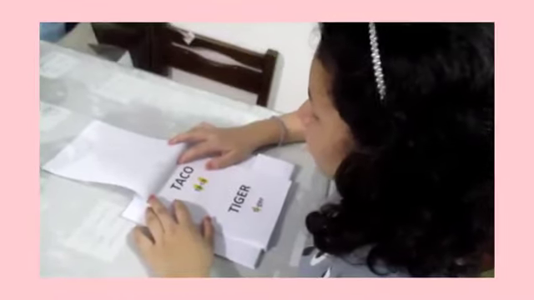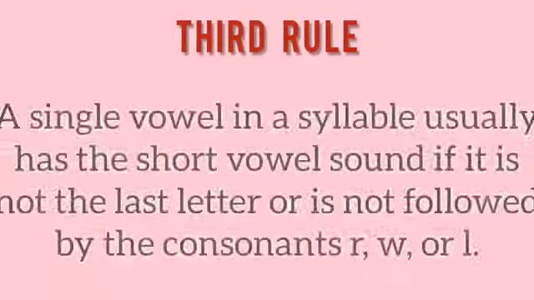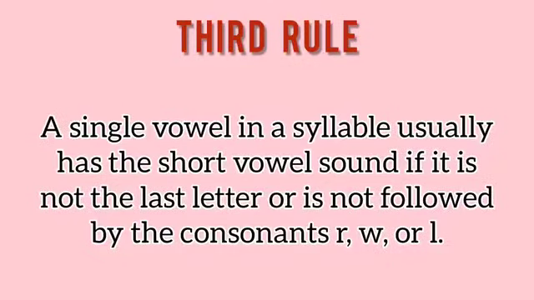Taco, tiger. The third rule in sound symbol correspondence is, a single vowel in a syllable usually has the short vowel sound if it is not the last letter or is not followed by the consonants R, W, or L. If you can still remember the 6 basic types of syllables I discussed in the first part of this video, the closed syllable applies to this rule. Closed syllables are often short-sounded since they do not end in a vowel. Remember that closed syllables are those which have consonants on the right-hand side.